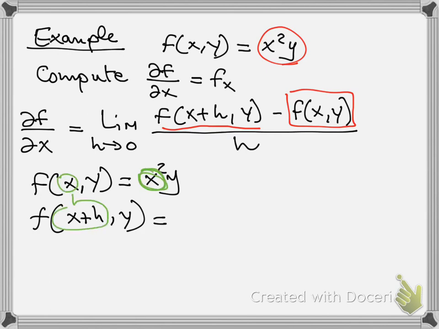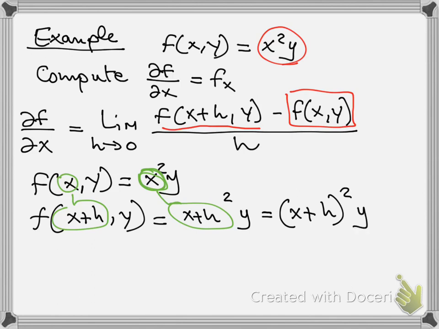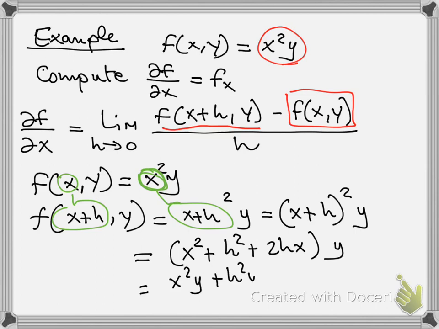So this x here is now x plus h. So that's x plus h squared times y. The circle is like parentheses, so that's x plus h squared times y. Or if you prefer, if you expand the x plus h squared, that will be x squared plus h squared plus 2hx times y. So that will be x squared y plus h squared y plus 2hxy. Okay, so that's f of x plus h, y.